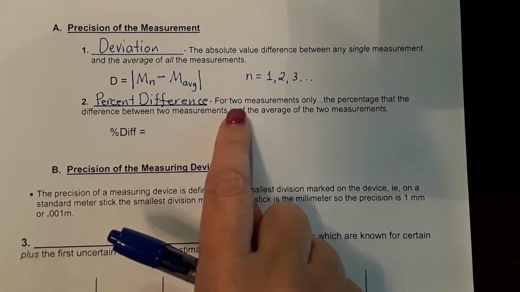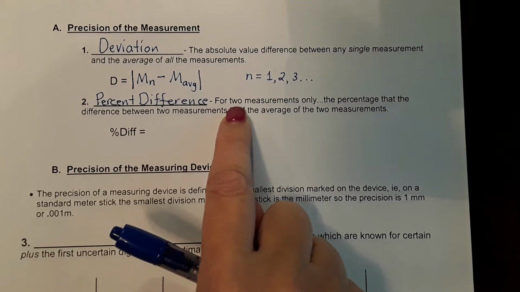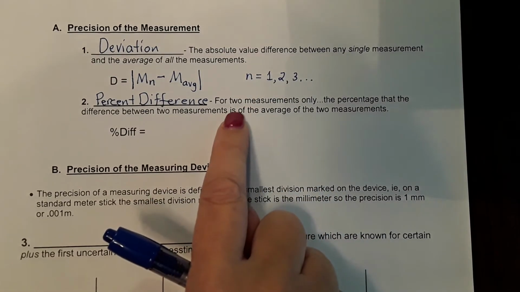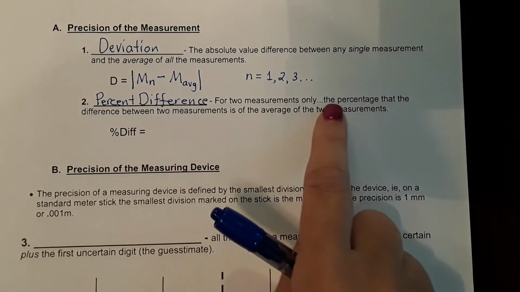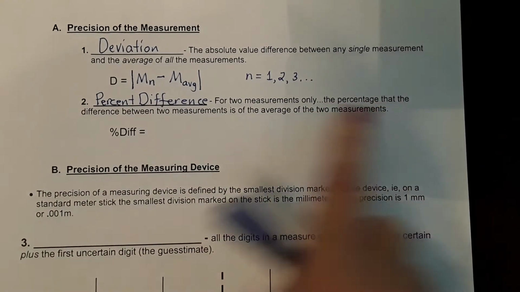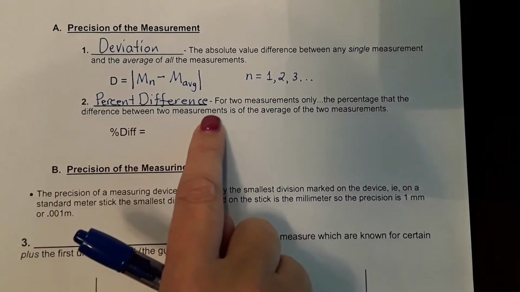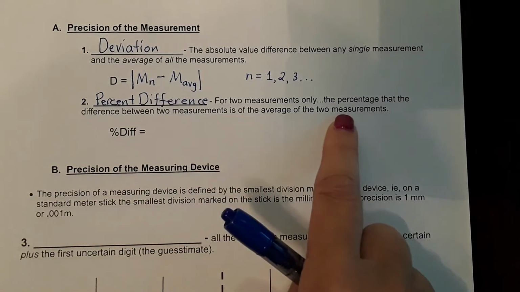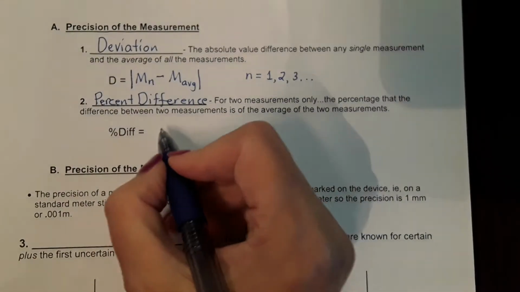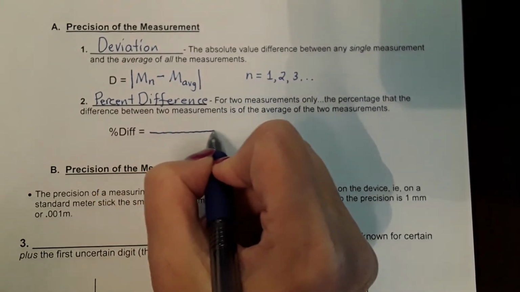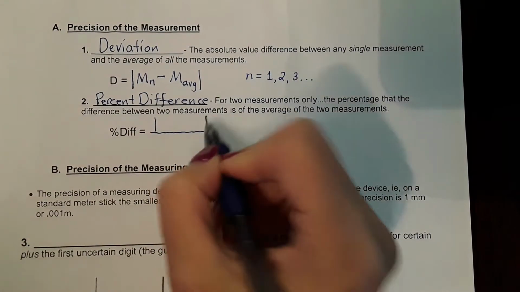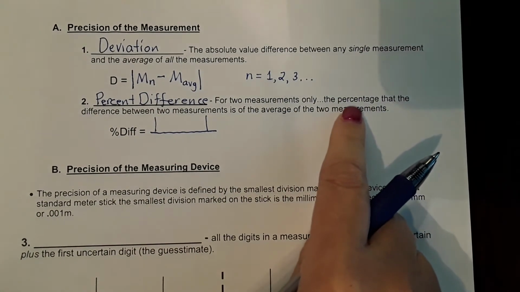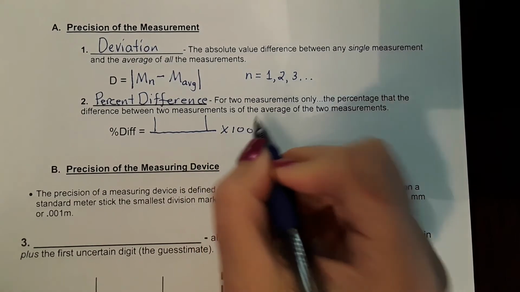Percent difference is when you're going to compare two measurements only. Okay, only two of the measurements that you took. And I'll explain which two we normally use in a few minutes. It's called the percentage that the difference between the two measurements is of the average of the two measurements. Now that sounds complicated, but it's really not. Let's just take it carefully. We do actually use absolute values on the top, although it doesn't say it, but we're going to. All right, so it's a percentage. You're going to need it times 100.